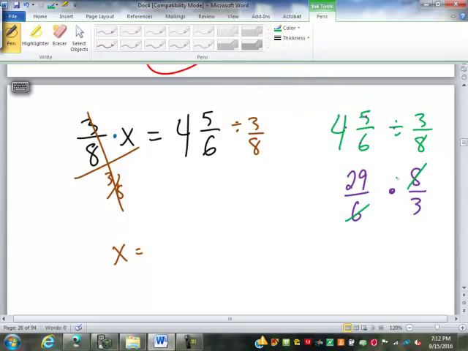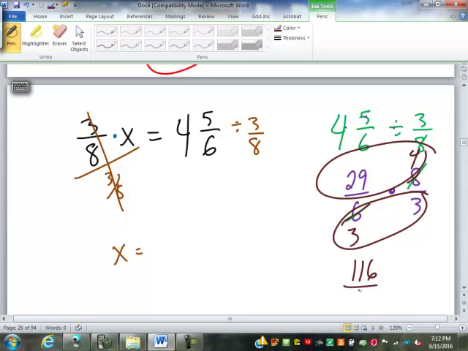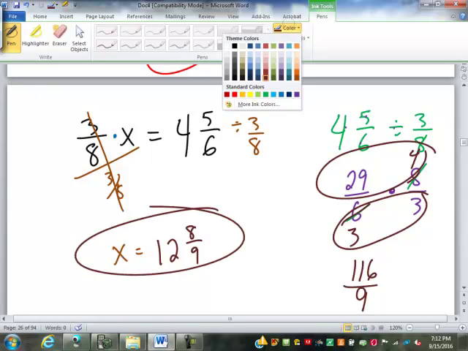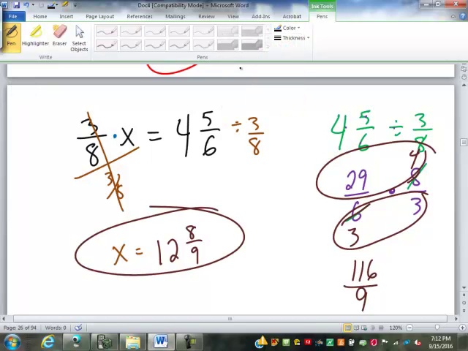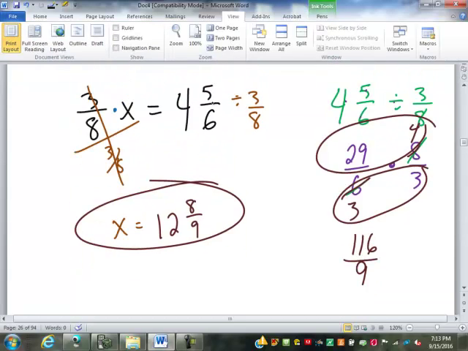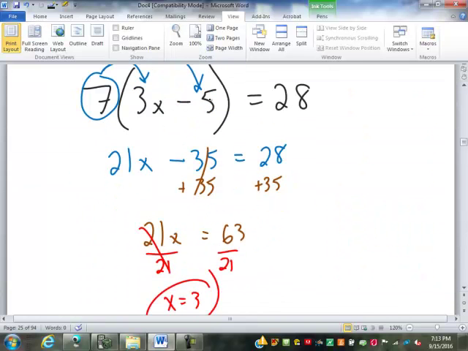Cross-canceling the 6 and the 8 because they both divide by 2 gives me 4 and 3. 29 times 4 is 116. 3 times 3 is 9. Which reduces to 12 and 8/9. Questions? Just go back down to 137. That one?